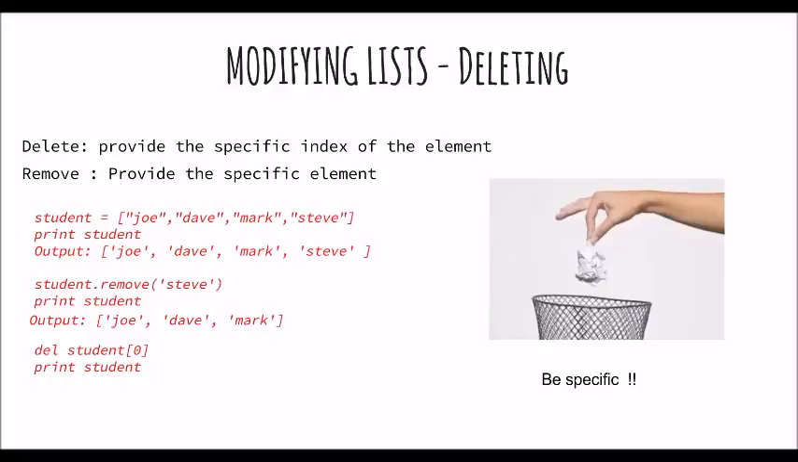Next, when you try to delete a student, you give it as del and you give the index position, which is very important. And when you print it out, you would find that this element at the 0th position is missing.